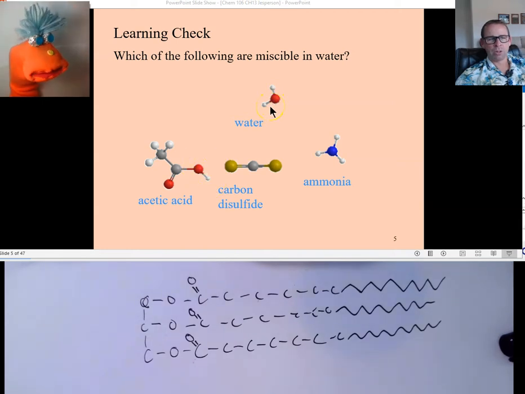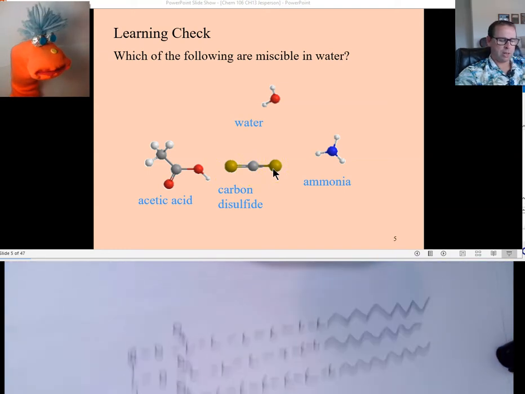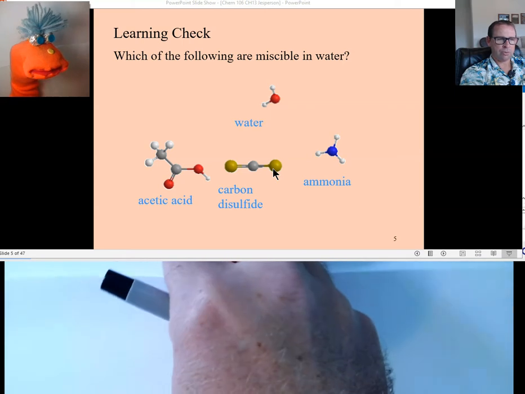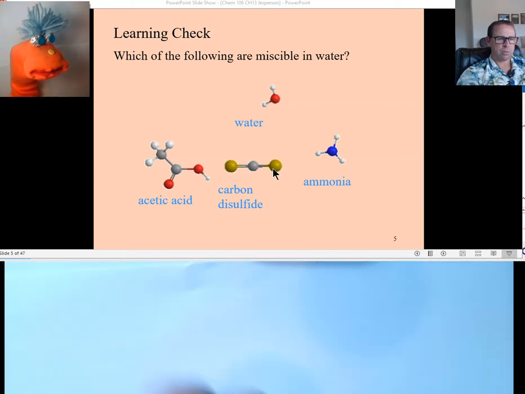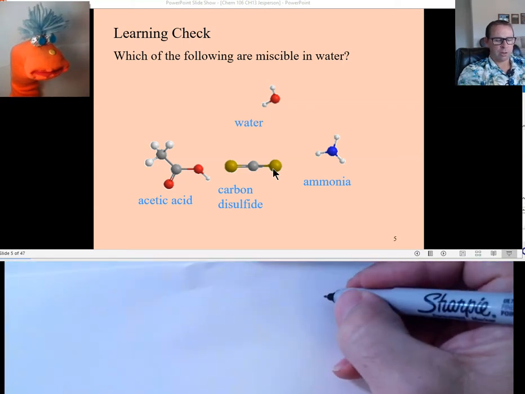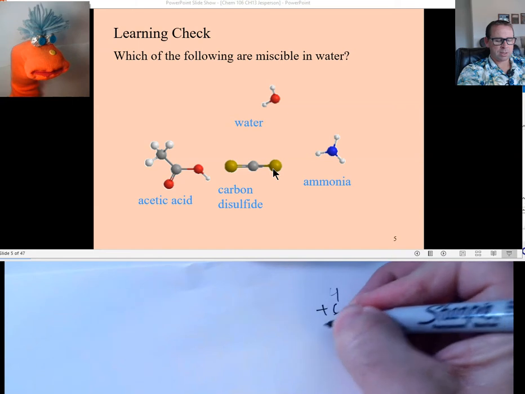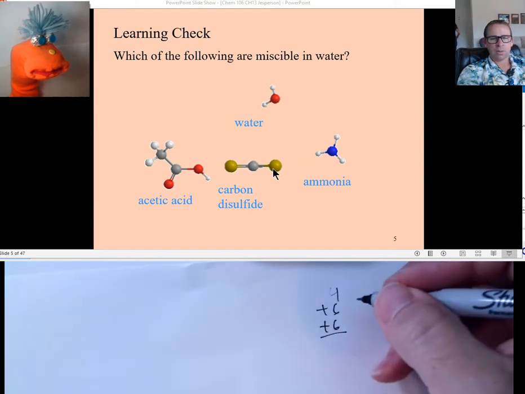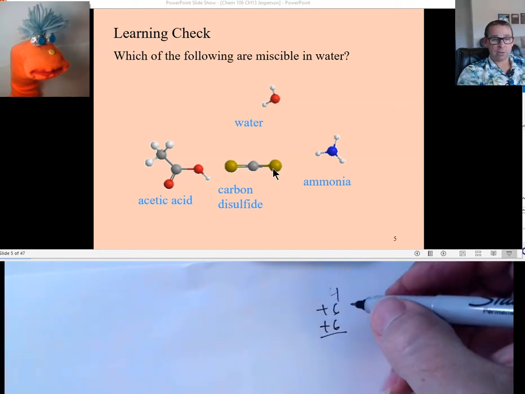Carbon disulfide, sorry. I don't know much about that. Well, it looks like it's linear. Should we draw it ourselves? Maybe we should draw it. So if we have carbon and 2 sulfurs, then that's going to be a total of 4 plus 6 plus 6 valence electrons, right?